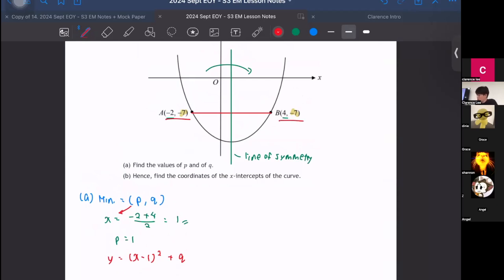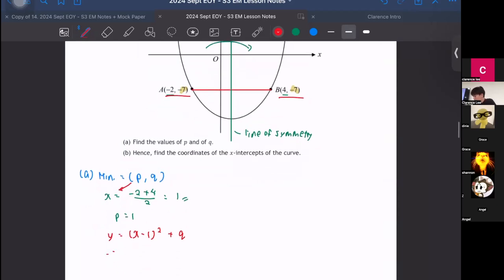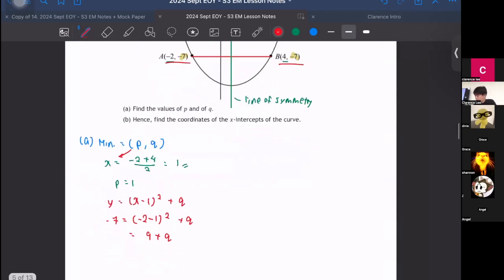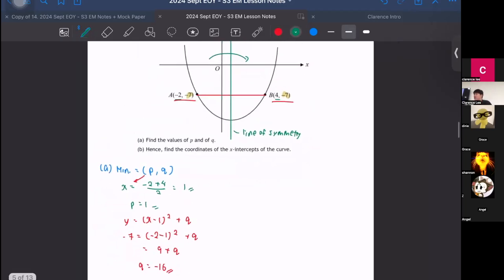So what you need to do is to sub in the values. Let's say you sub in point A, you will get (-2 minus 1) squared plus q, which means you will have 9 plus q equals -7. Q must be equal to -16. Finish. So q is -16, p is 1. That's how you answer a question like this.